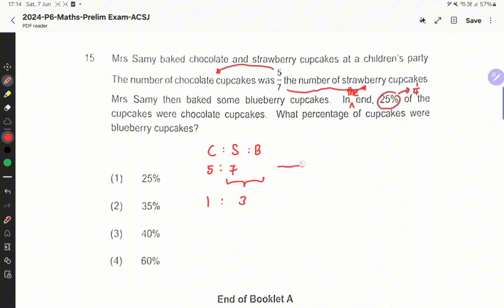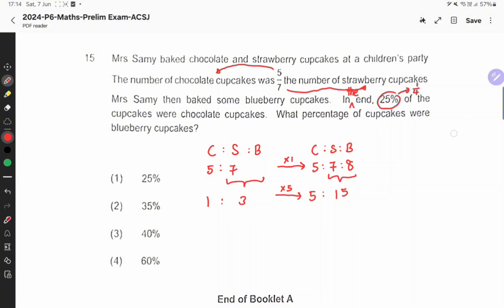Okay, so first thing we need to do is identify what remains the same. In this case it is our chocolate. Chocolate remains the same because nothing is being changed in this ratio. So we're going to times 1 and times 5. Chocolate is to strawberry is to blueberry is 5 is to 7 is to something, and 5 is to 3 times 5 is 15. So we know strawberry and blueberry add up to give us 15. That means the remaining of this ratio over here is 15 minus 7, which gives us 8 units.